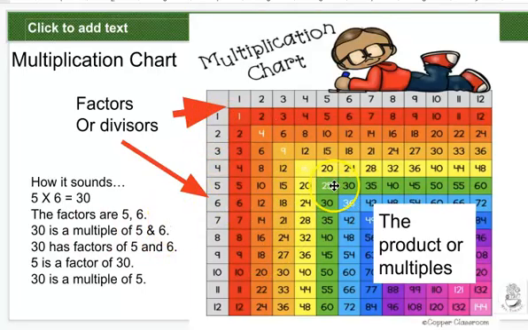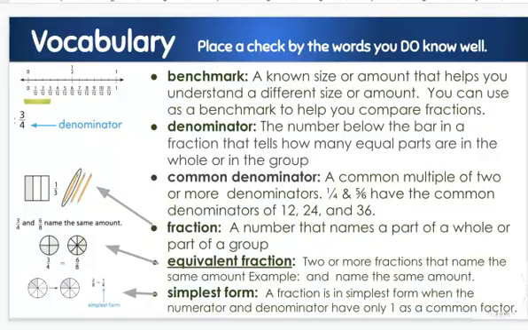Remember, we're going to stay focused on using multiplication and division to understand what a fraction is. And remember, inside your multiplication chart, these are your products or your multiples, and on the outside are your factors. So 12 has the factors of 2 and 6. 12 also has the factors of 4 and 3. 12 is a multiple of 3. 12 is also a multiple of 4. So we need to learn those terms to understand the language of math better.